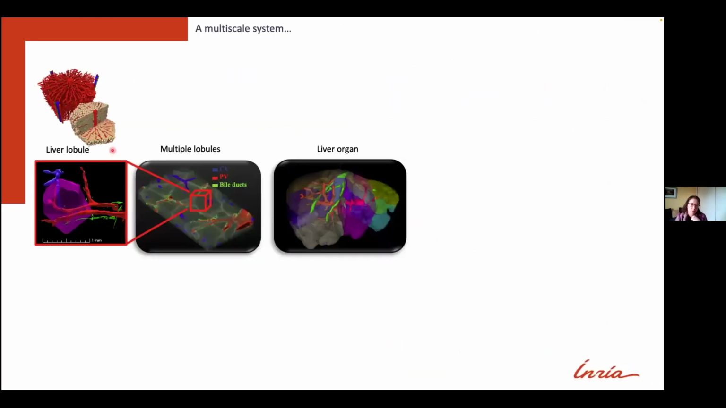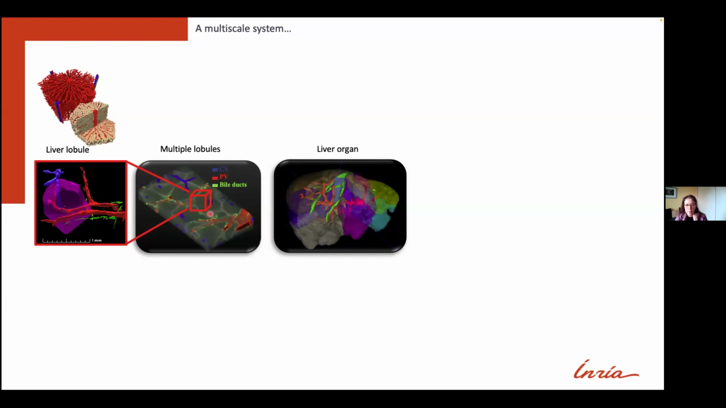All right, so this is what we did for the lobule level. When you go from a real lobule to multiple lobules to a whole liver organ, you can imagine that you then have many lobules in parallel. Well, it's not very well known if they are all in parallel or partly in parallel and in series. So this is something that we are investigating in some projects.